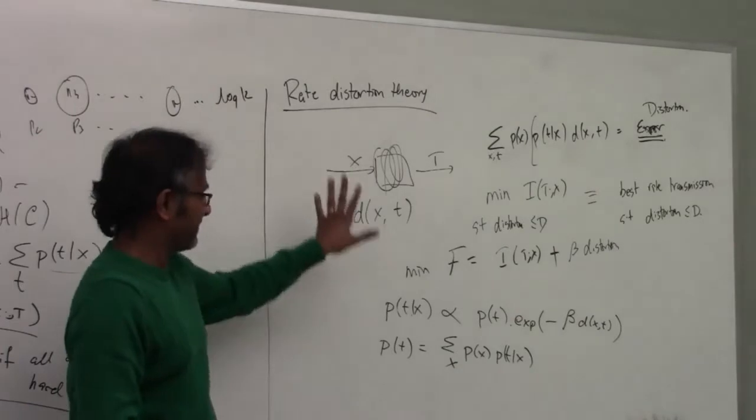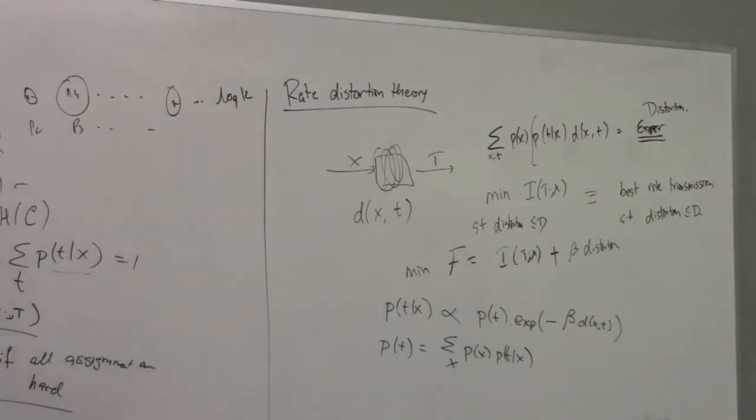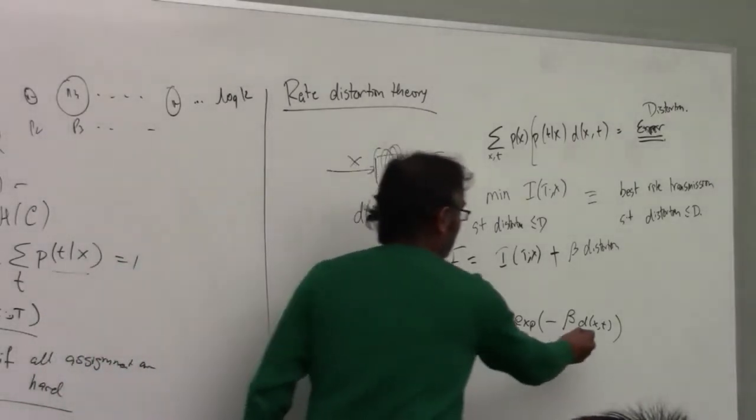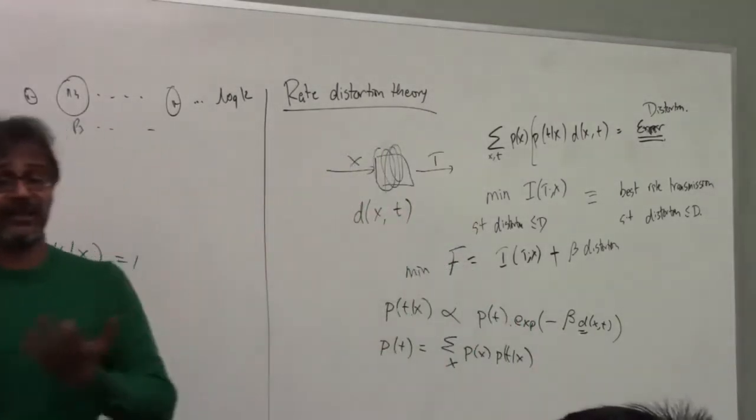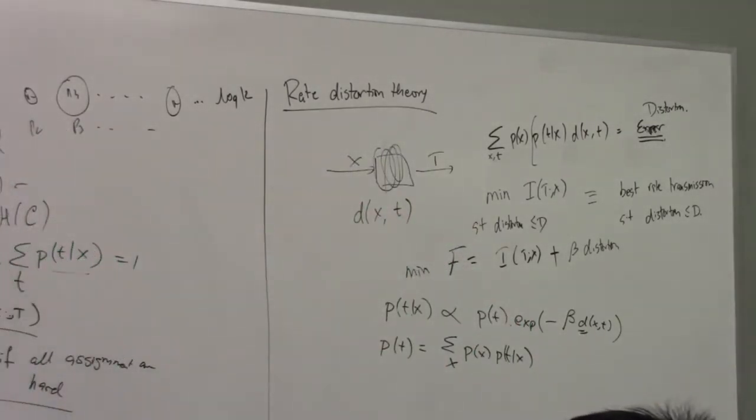Okay, so this is rate distortion theory, and this is all well and good. What it doesn't give you is a way to, you have to come up with this D yourself, some kind of natural distance function between points and clusters. That's something you have to choose.